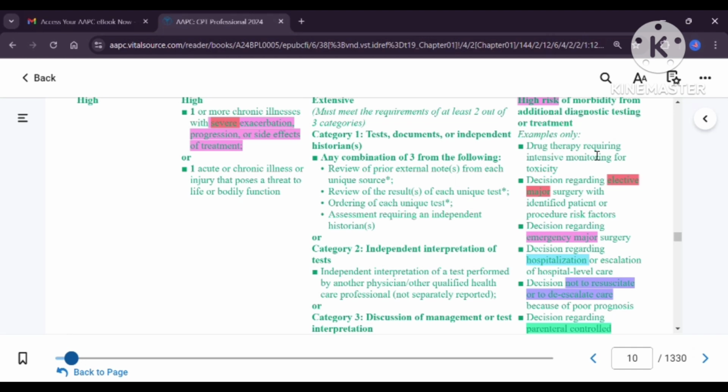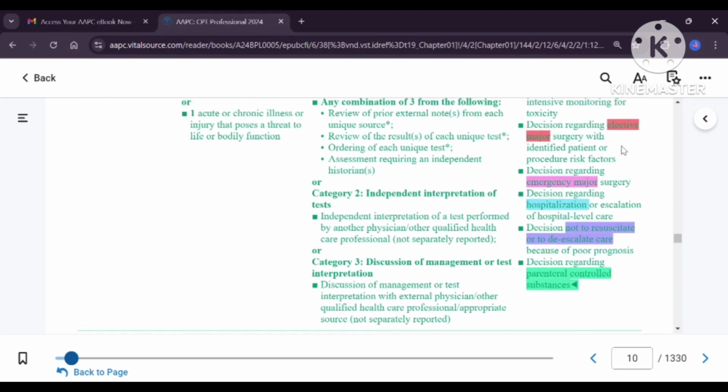If a patient needs some drug therapy which requires intensive monitoring for toxicity, the patient is getting treated with some medicine, but sometimes that medicine can lead to toxicity. Toxicity means nothing but poisoning-like effects. So we have to intensively monitor that patient. There is a medicine which can cause toxicity, but that is the treatment we are giving, so we have to closely observe and monitor the patient. Then it can be considered as a high MDM.